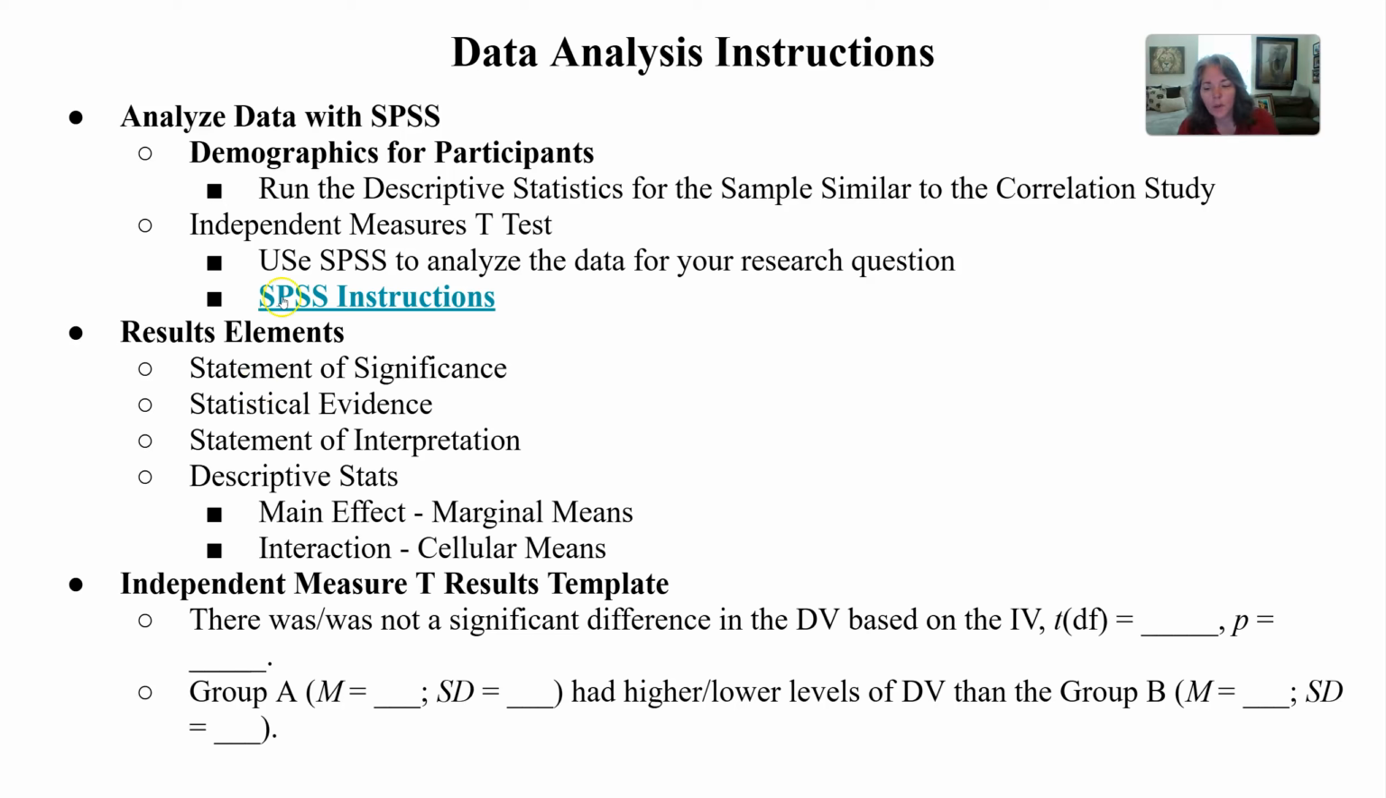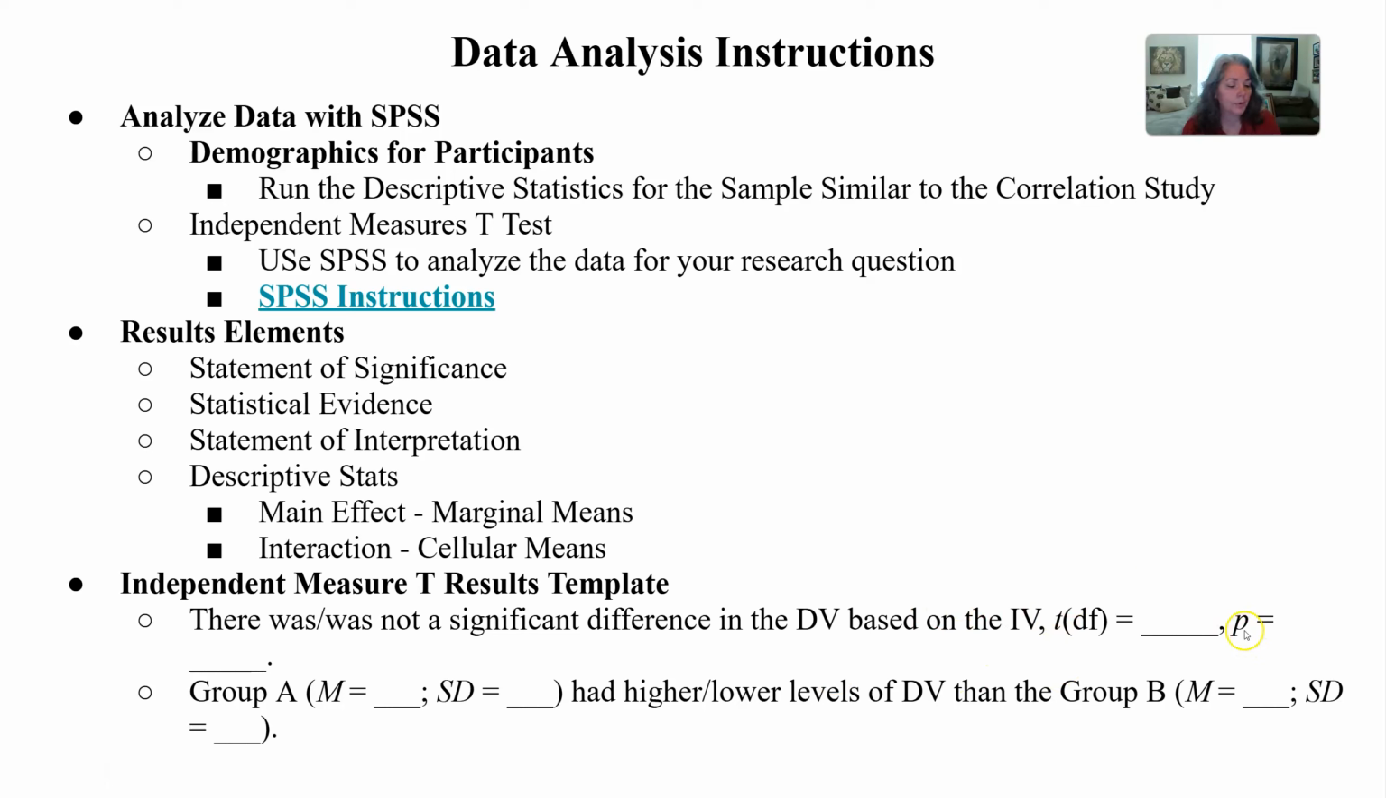So I actually need to delete this off of here because this is not relevant to a t-test, so I'll get rid of those. But here's a template formula. So there was or was not a significant difference in the DV based on the IV. Make sure you're filling in the blank for what your variables are. Your t, the degrees of freedom, which will be based upon the number of participants that you have. What that value is, and the p-value.